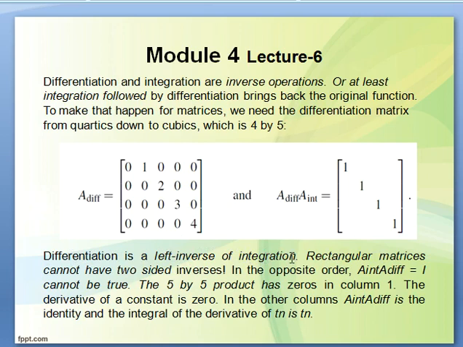So differentiation is the left inverse of integration. Rectangular matrices cannot have two-sided inverses, certainly. Our integration is a rectangular matrix wherein m is not equal to n. It is a 5 by 4 matrix. So it cannot have both the inverses, both the left as well as right inverses. So that is the conclusion regarding this.